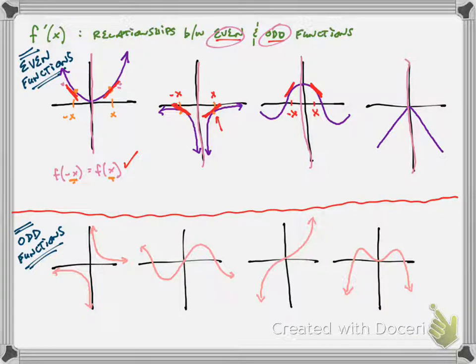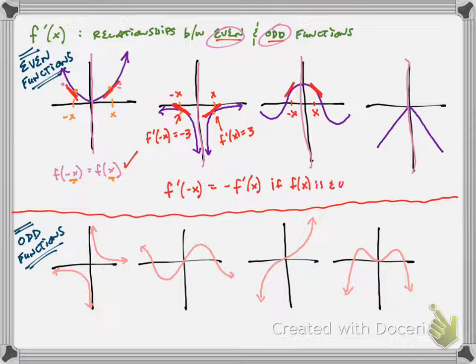So if I told you that f prime of x was 3, then you would say that f prime of negative x must be negative 3, and vice versa. Okay, so they're opposite x values, opposite inputs, opposite derivatives. So we could say f prime of negative x is equal to the opposite of f prime of x, would be one way of saying that, if f of x is even.